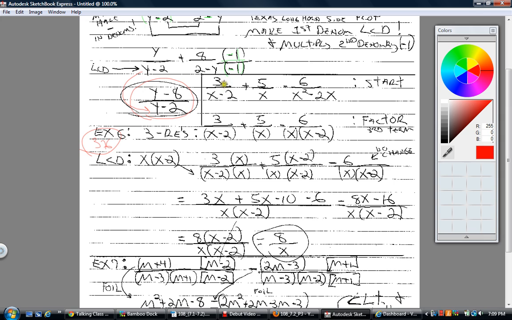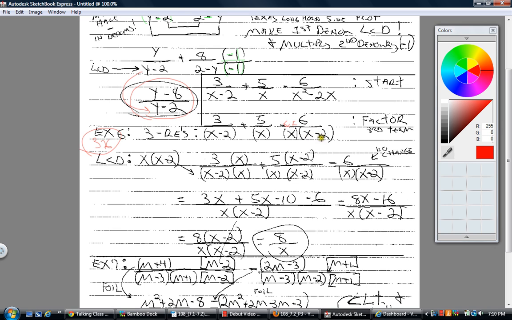Now, when you see these denominators, ask yourself, can you factor them? The first one, no, but leave the parentheses. The x, you bring it down, x squared minus 2x. Hopefully you've seen the factoring. You point out the GCF of x.